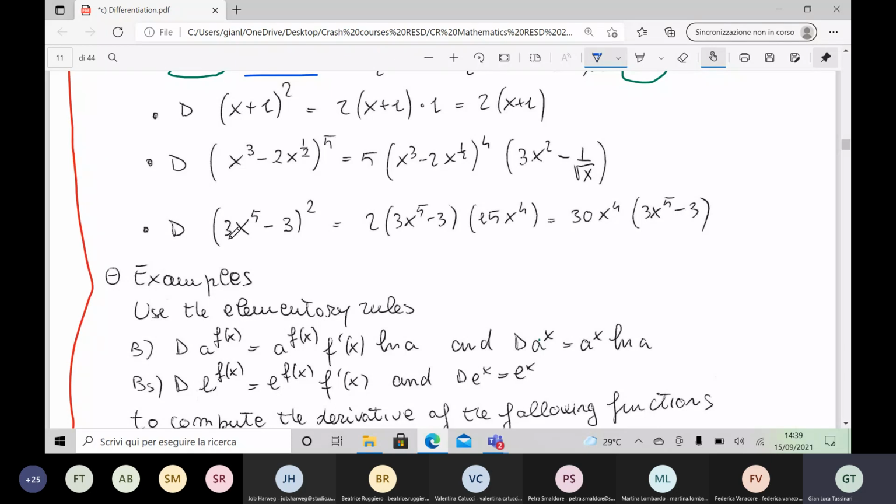Copy in your mind 3, because it's a multiplicative constant and you have to write it. Times what? The derivative of x to the power 5, but now you should be able to understand that the derivative is 5 times x to the power 4. So 3 times 5 times x to the power 4 is 15x to the power 4.